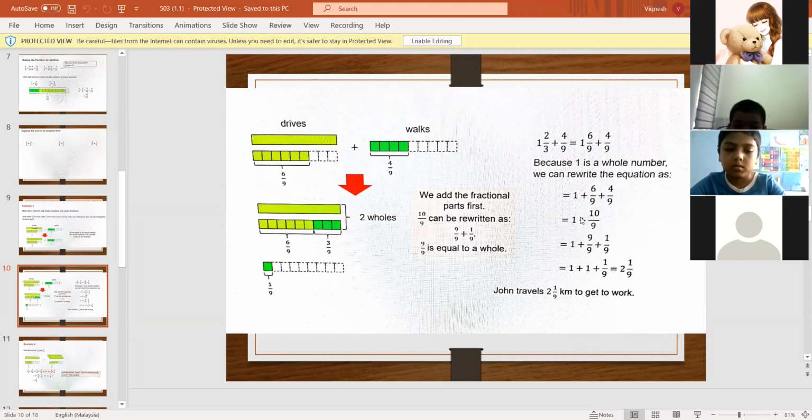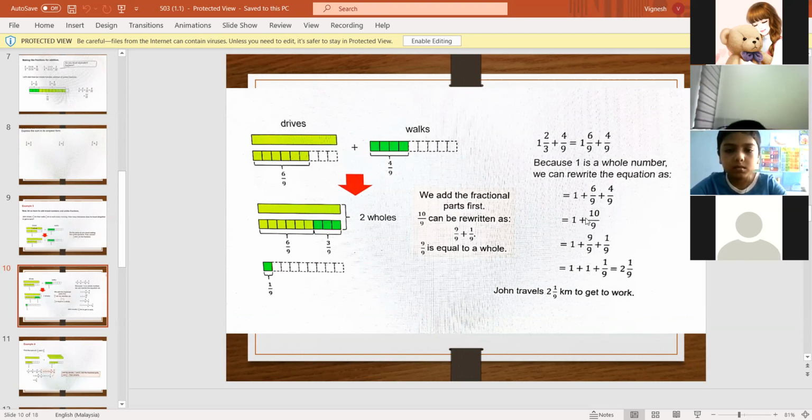Okay, what is the name of the fraction if the numerator is higher than the denominator? Who can tell the teacher? We already learned this topic. Who can tell the teacher? Very good. Yes, it's an improper fraction.